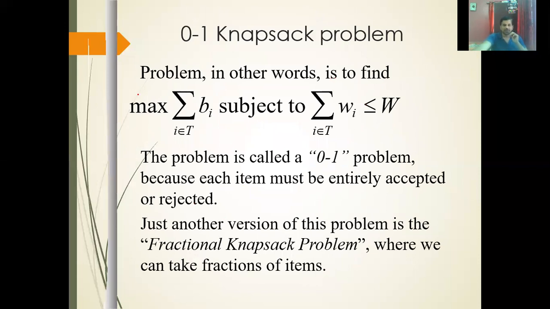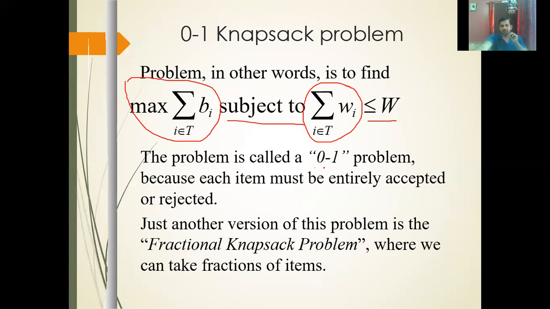So in other words, maximize the benefit. You insert any of the items into the knapsack, right? So I should get the maximum benefit subject to the constraint. For the items you have inserted into the knapsack, the summation of their weight should be less than or equal to the size of the knapsack.